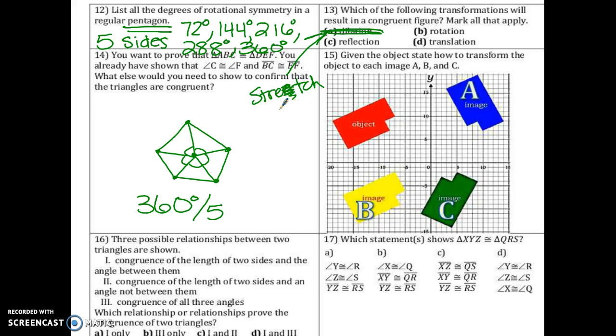Okay. A reflection will keep your shape the same exact size and the same shape. It's not going to change the size. A rotation, again, it's not going to change the size, or the shape either, it's just going to turn it. And a translation just slides the shape, and that is not going to change the size or shape. So that is all 3. You got B, C, and D. Okay, the next one.